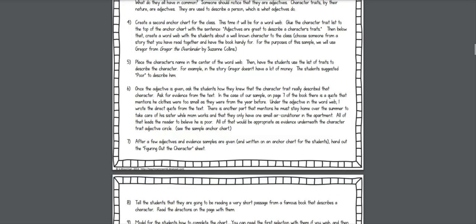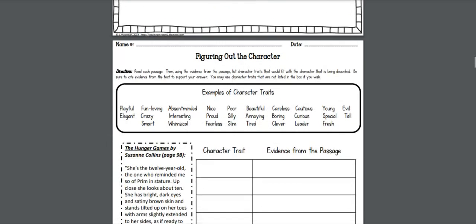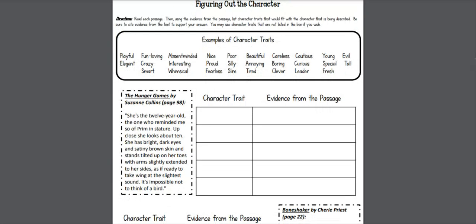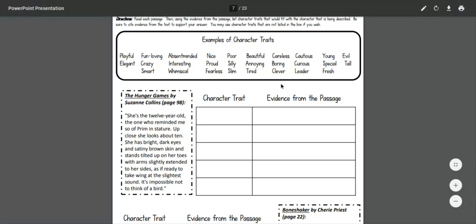I'm going to scroll down here to my story. We are going to look at figuring out the characters. So for today, I'm going to read a few sentences from The Hunger Games, which is a novel by Suzanne Collins. Then we're going to work together to fill in the character trait chart and what evidence we can pull from the passage to put right here that's going to back up that character trait that we chose. We have a word bank here of examples of character traits that we can pull from as well.